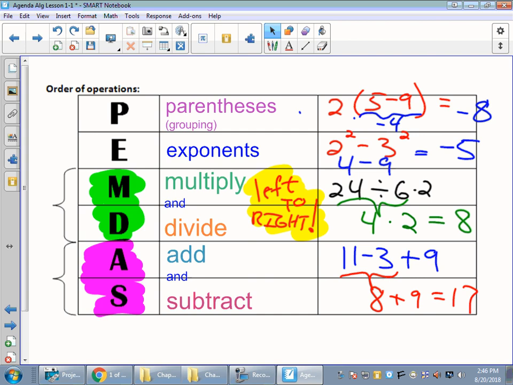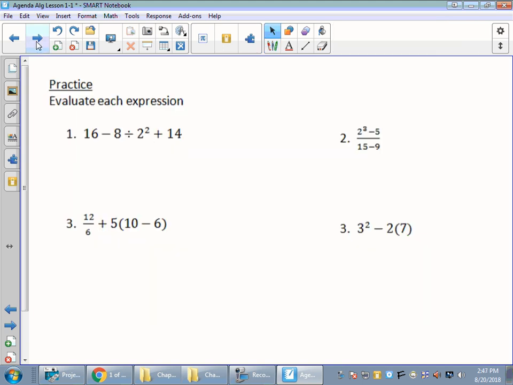And I can't say it enough when you get to this point. This is where people mess it up, but we've got to go left to right on both multiplication and division, and addition and subtraction. All right, evaluate expressions. We're just going to do number 1 and 3 here and work through these.